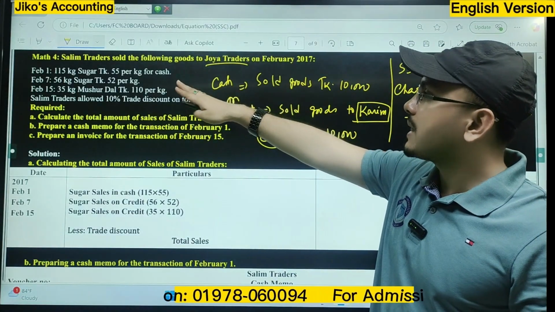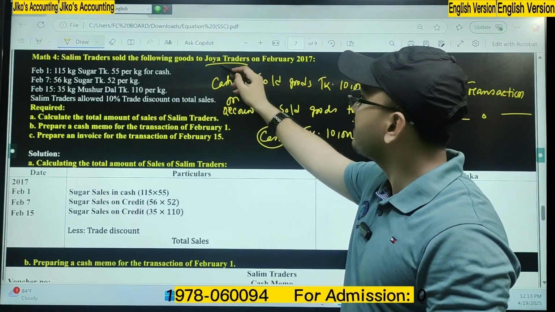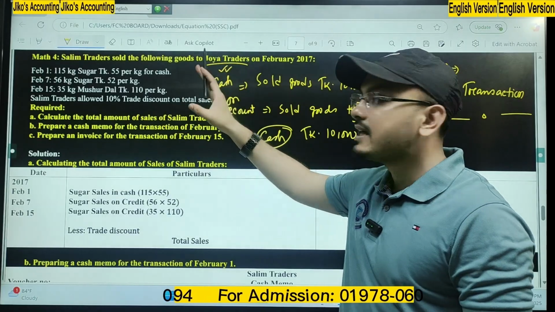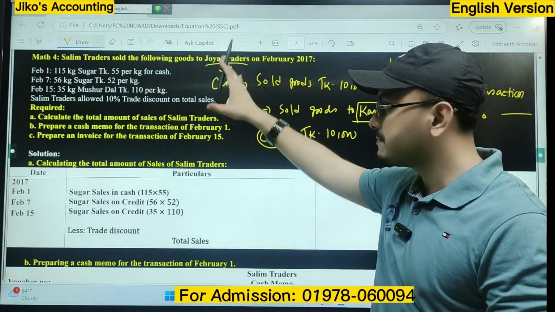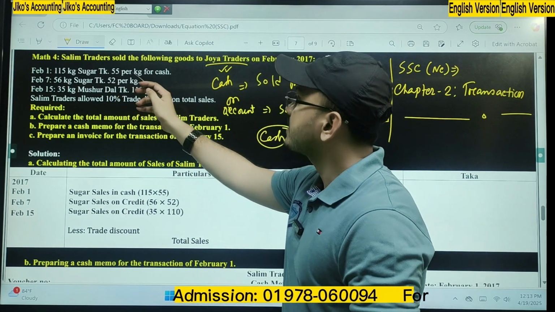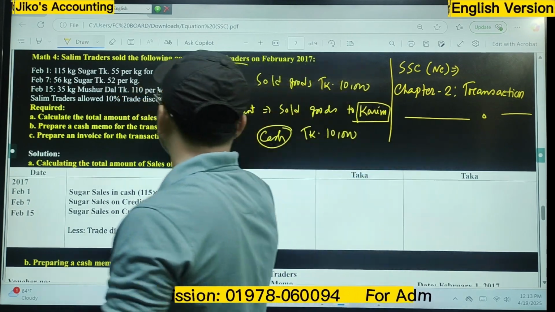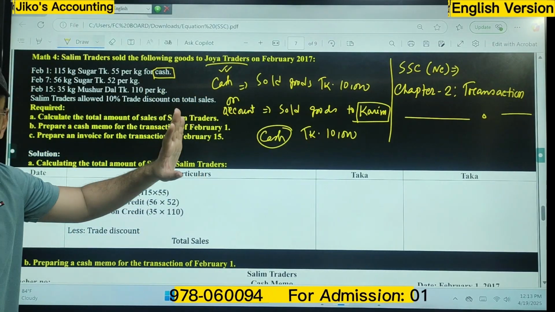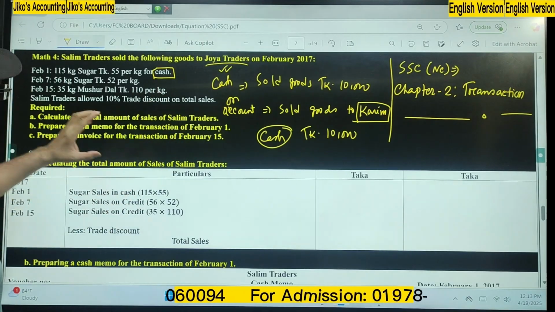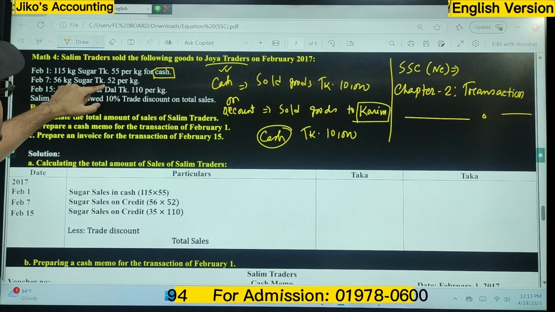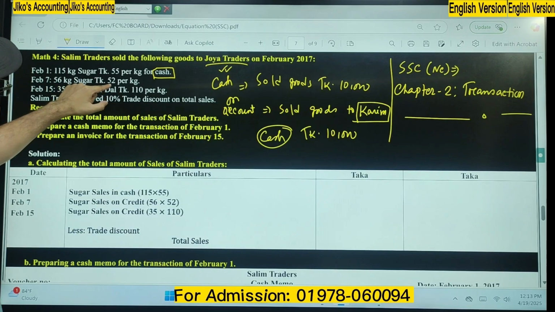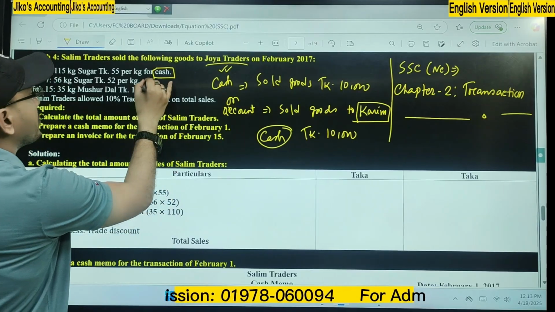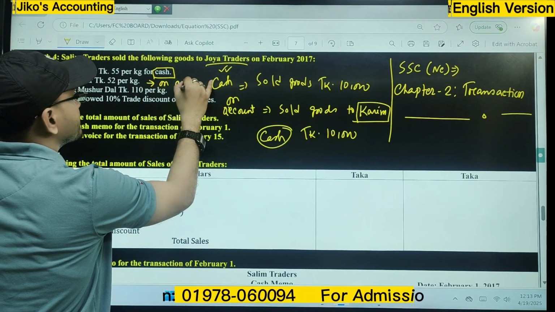Same case also happened to Salim Traders. How? He has sold all the goods to Zoya Traders, but there isn't mentioned any cash. That means it's an on account transaction. Okay, sir. 150 kg sugar Taka 55 per kg for cash. You can see here cash. That means as cash is mentioned here, it's a cash transaction. However, 56 kg sugar at Taka 52 per kg. Is there mentioned any cash? No. That means it's an on account transaction.